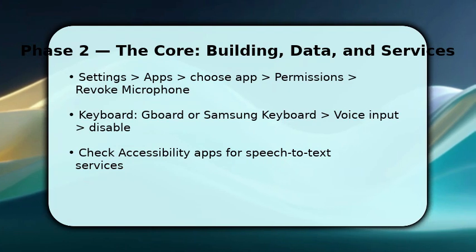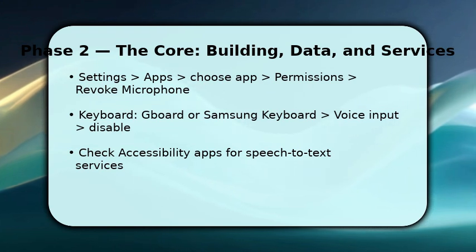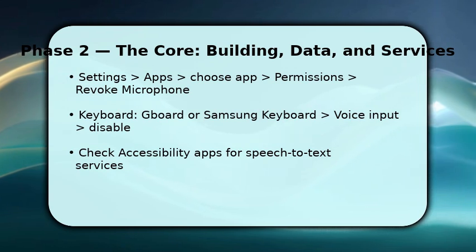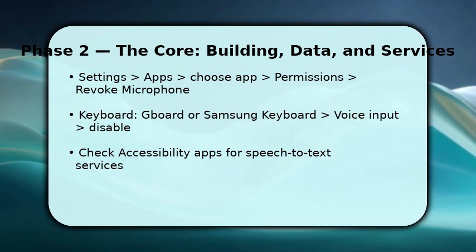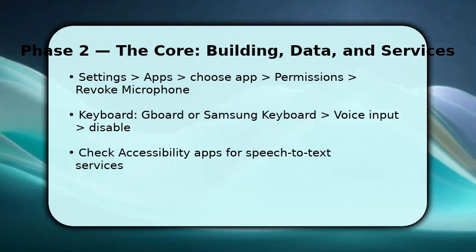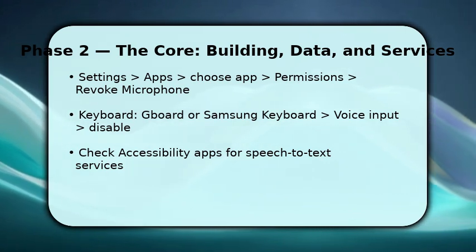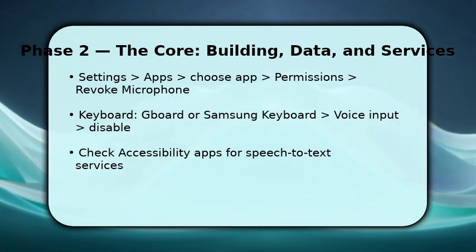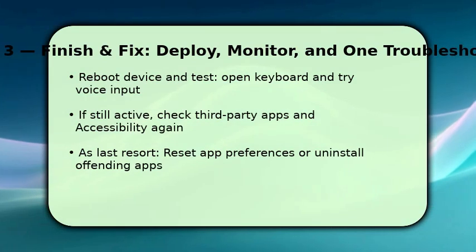Next, you'll remove permissions and disable input triggers so apps can't start recognition. Open Settings, Apps, pick each app that used voice features, tap permissions, and revoke microphone and speech recognition where present. This prevents background activation. Then open your keyboard app, Gboard, Samsung Keyboard, etc. and turn off voice input in Preferences so the mic icon no longer triggers dictation. Finally, inspect accessibility services for any speech-to-text tools and disable those modules, because of accessibility permissions.